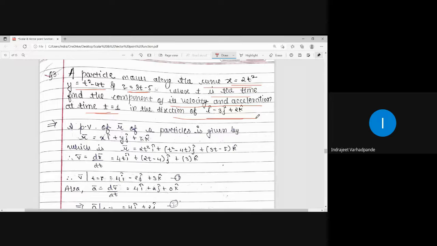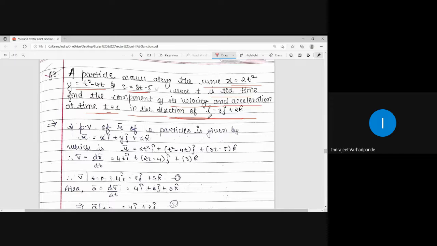So in this example we are provided with the values of x, y, z in form of parameter or time t, and we are asked to find the component of velocity and acceleration at time t equal to 1 in the direction of i minus 3j plus 2k. Kindly remember here the language of the question, wherein you have to calculate the component of velocity and acceleration in the direction of i minus 3j plus 2k.